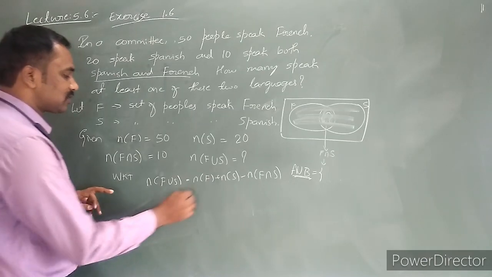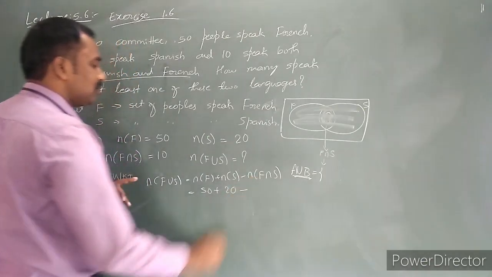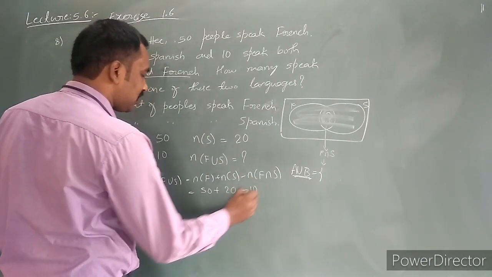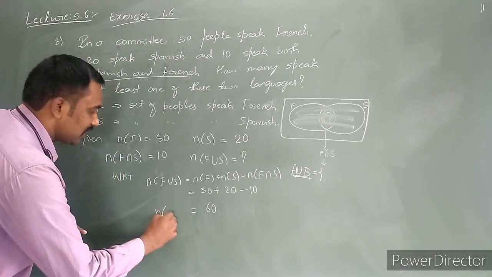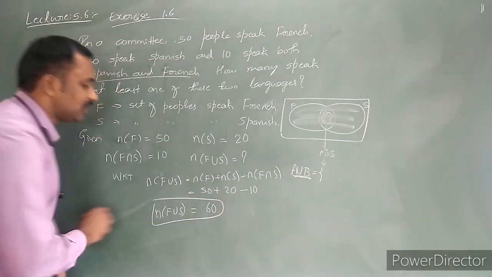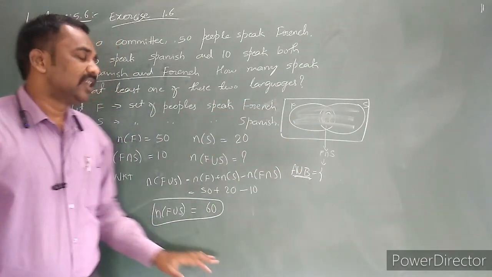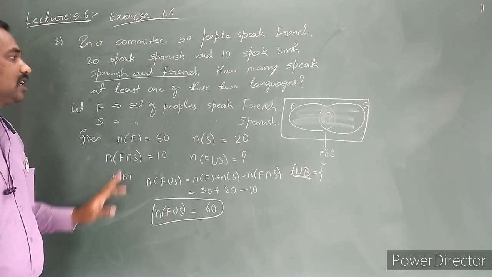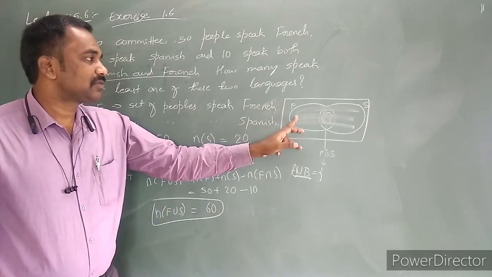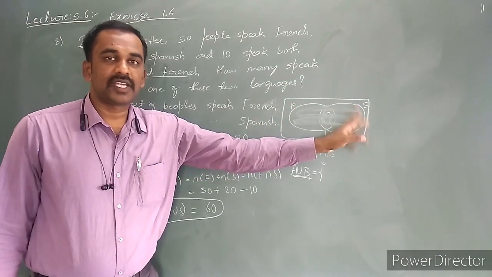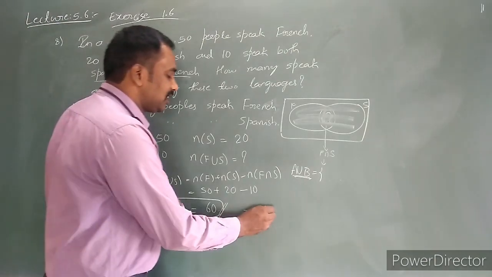We need to find the union, so n of F is 50 plus n of S is 20 minus n of F intersection S is 10. So 50 plus 20 is 70. 70 minus 10 is 60. Therefore, n of F union S is 60. That means 60 people speak at least one of these two languages. Either they speak French or they speak Spanish. That's it. So with this problem, let's complete your set theory.